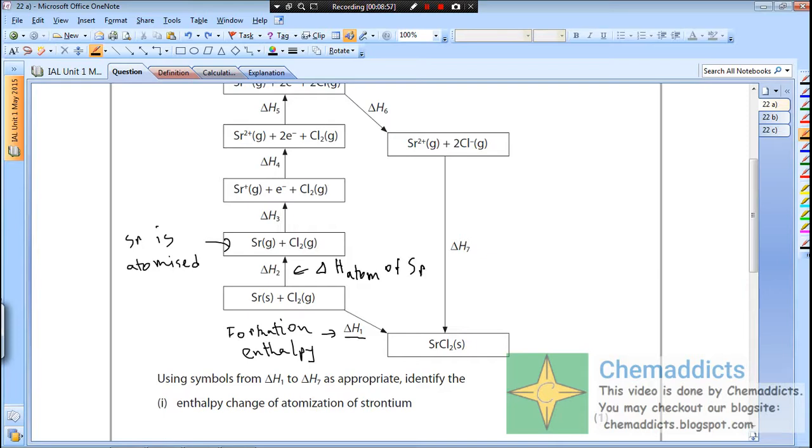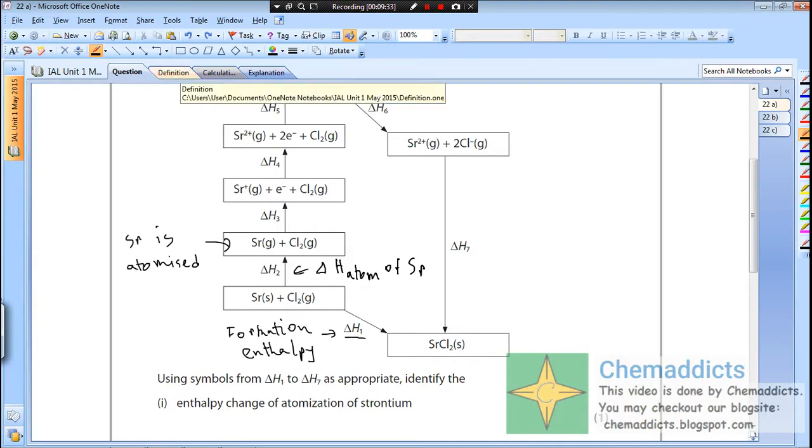Since the strontium has changed its state from solid to gaseous, and we all know that strontium is a metal and it can't be in gaseous state in nature, so strontium is solid in nature, so it has changed its phase from solid to gas. By this we can be sure that here only strontium is being atomized, not the chlorine. Here we can see that the chlorine bonds aren't being broken. So that's how it is.